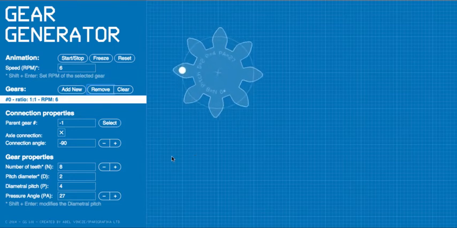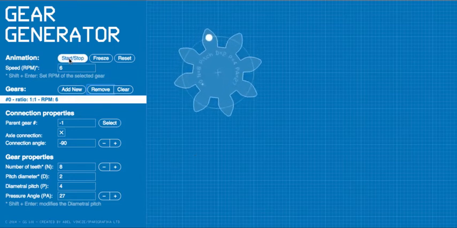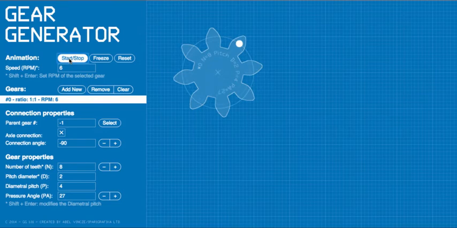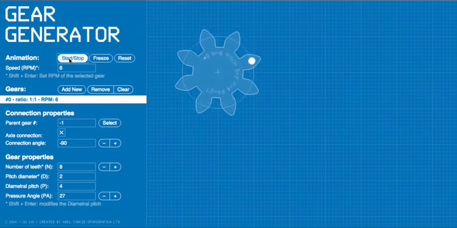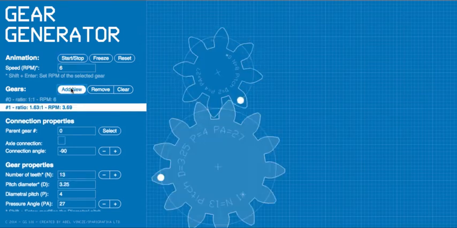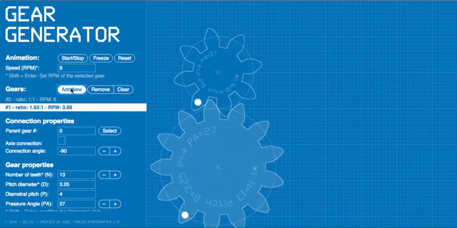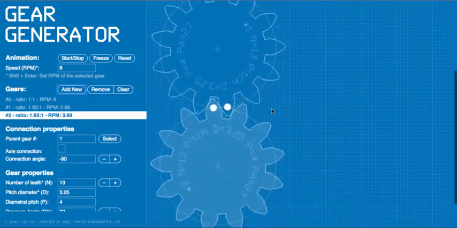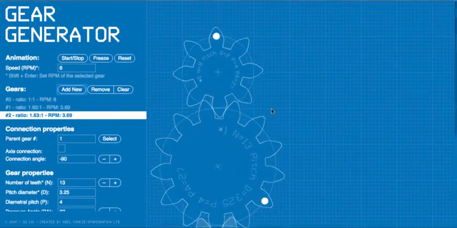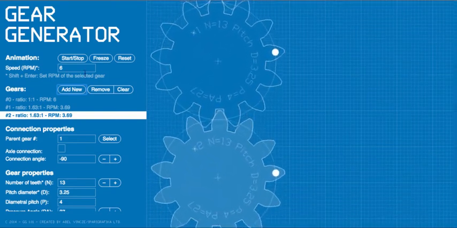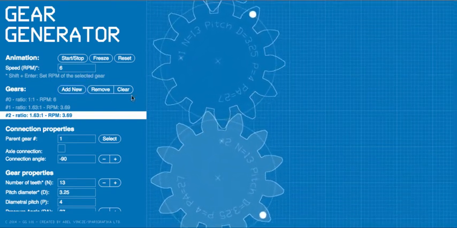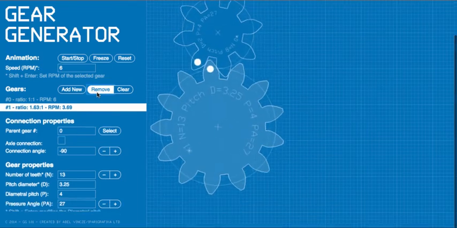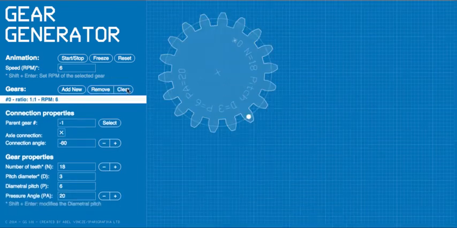We have one gear working. Couple of basics. Notice that you can start and stop the animation. You can add a new gear. You can add another new gear. There it is down below. You can remove gears as needed as well. So I'm going to select this bottommost gear and hit remove. The clear button clears me back to the very beginning.